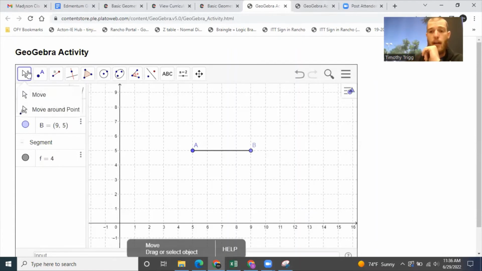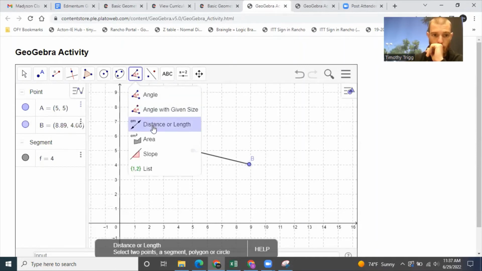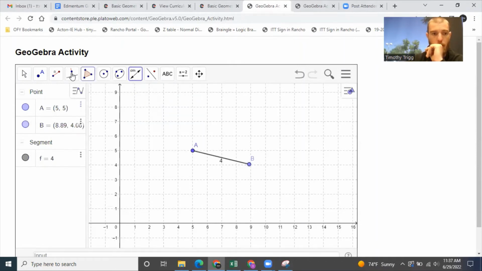Now go back to the arrow tool, and what I can do is move point B around. Notice it'll stay 4 units away from A. So we can see no matter where I move B around to, the way we did it makes it so that no matter how we move B, this stays 4 units away.